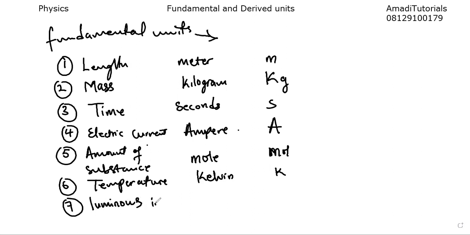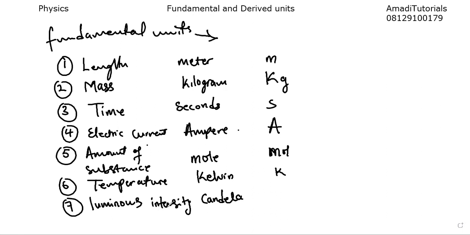Luminous what? Intensity. Measured in what? Candela. When you talk about luminous intensity, you are talking about the amount of illumination you get from light, the amount of light energy you get. You understand? Because light energy is usually measured as well.